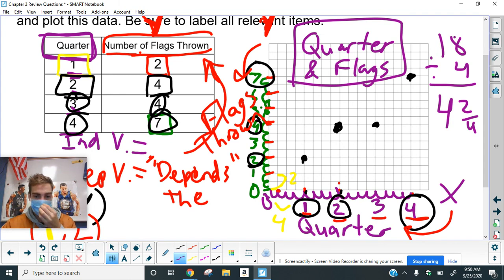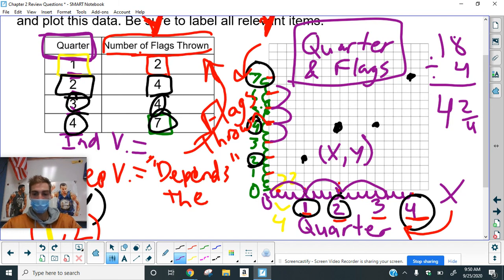Hopefully this makes sense to you, but really you just want to focus on keeping your scale the same distance apart. Okay, and then you also want to make sure you label. And then you want to make sure that your points are in XY form.